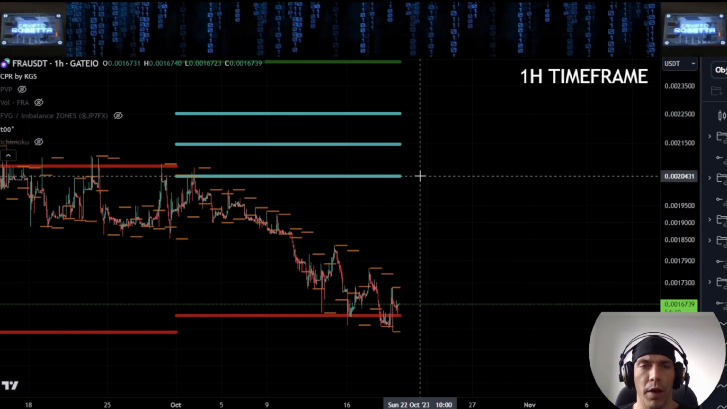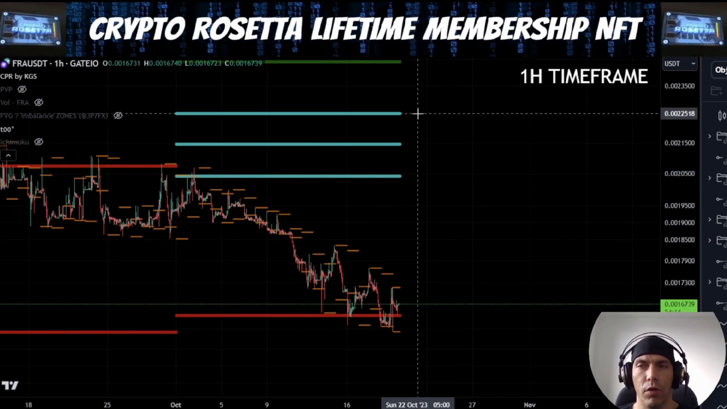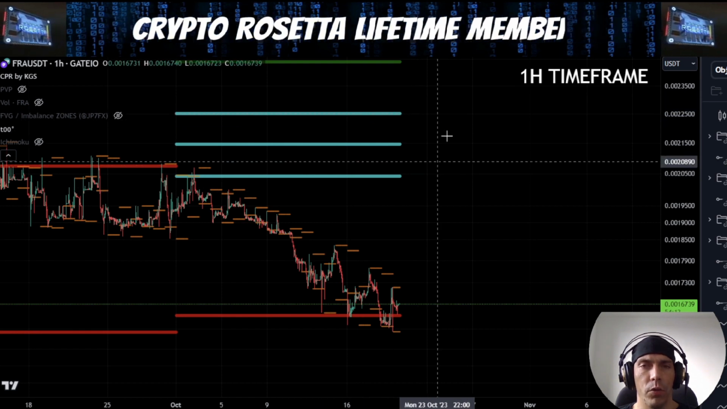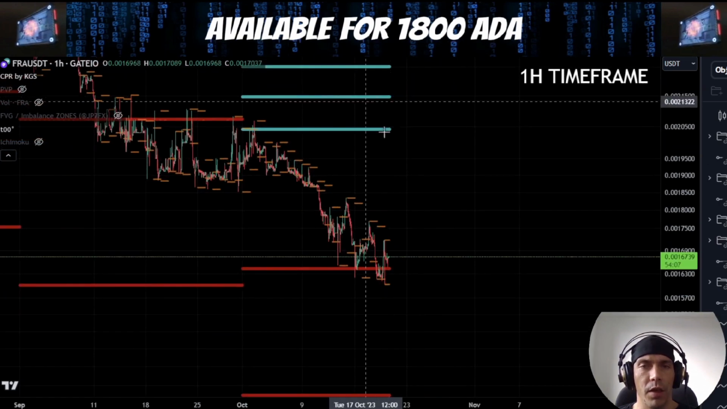So if we do move back up here, we're going to be keeping an eye on this 2431 to this 22,518 as potential zones of resistance. This would align with coming back up into these highs, obviously. So I'm going to be keeping an eye on those zones.